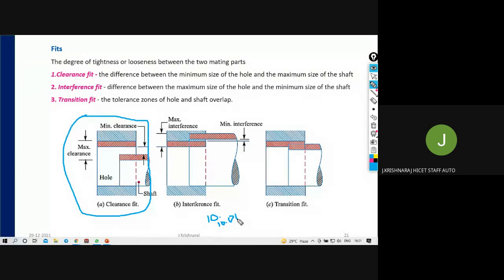Clearance fit will have more clearance volume. Interference fit is an oversize of components, that is, the mating components, shaft and hole. The shaft diameter is more than that of the hole, so it is a permanent fit, or press fit. But in transition fit, it will be nearly equal in size, but it will have some transit conditions. Okay, the next.